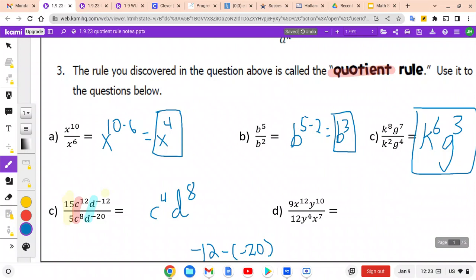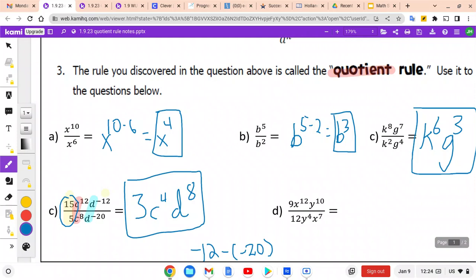All right, so remember when we divide, you find the like bases, and then you subtract the floating exponents or powers. So that leaves us with 15 over 5. Now these are just regular numbers. They're coefficients in front of the letters. You just divide those like normal. 15 divided by 5 is 3. So on that, we don't subtract because they're not floating powers. They're coefficients. So you divide. 15 divided by 5 is 3.